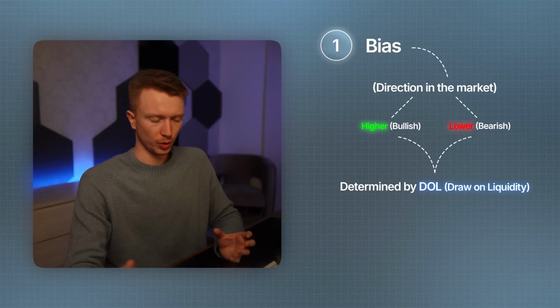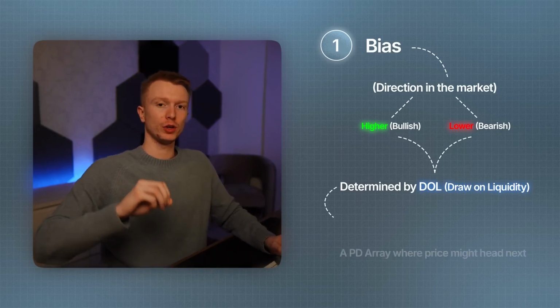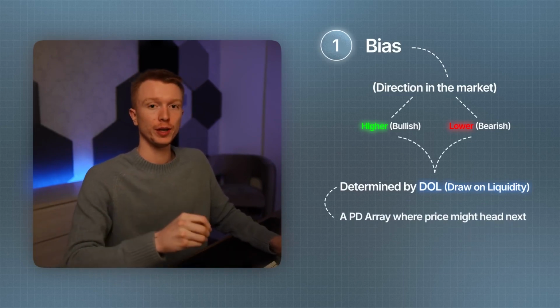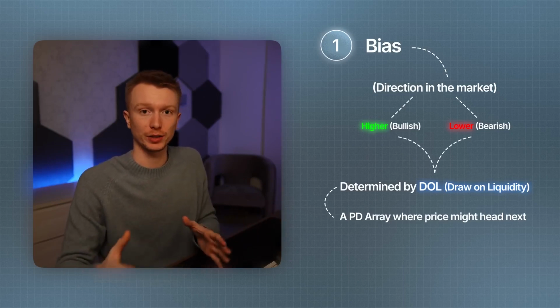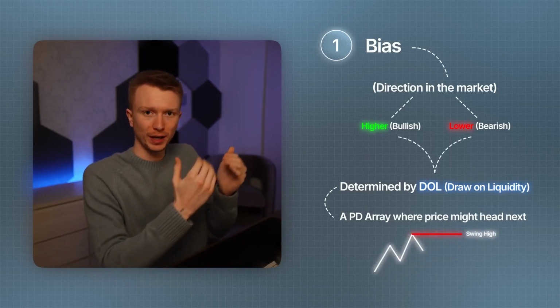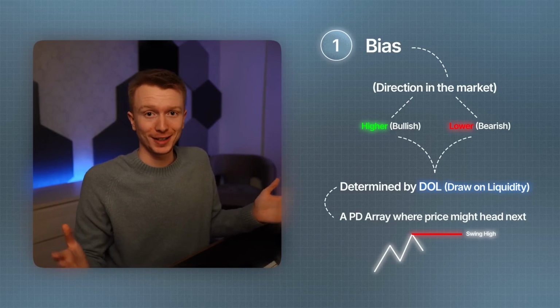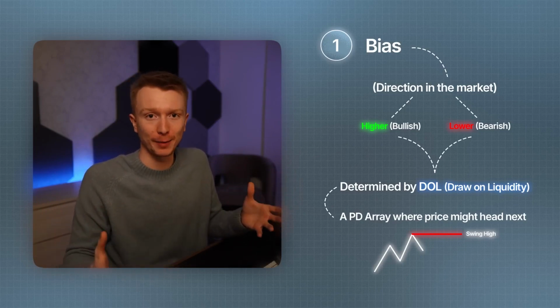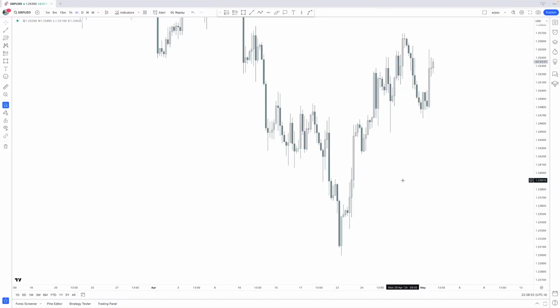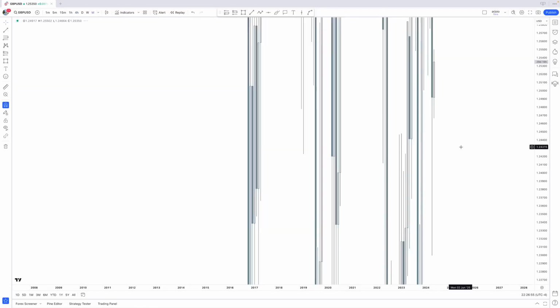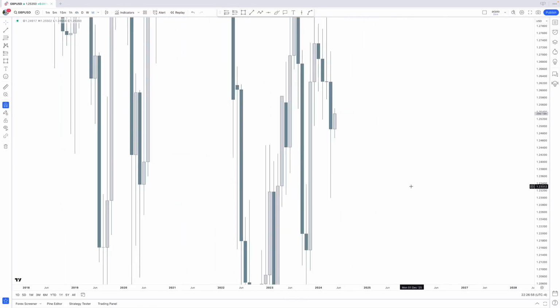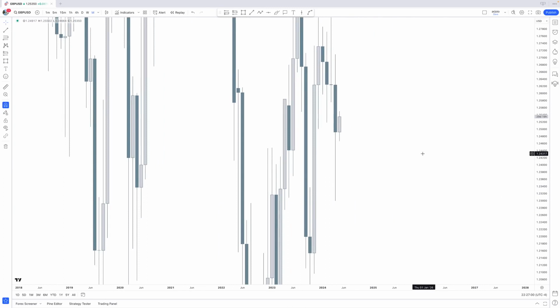What does that mean? A draw on liquidity. A draw on liquidity is a PD array that you think price might head towards next. So a certain level where you expect price to move to. Well, guess what? That could be a fair value gap. So the first step right here, if we look at our chart, start on the monthly time frame. And the only thing I would want you to do is find fair value gaps.